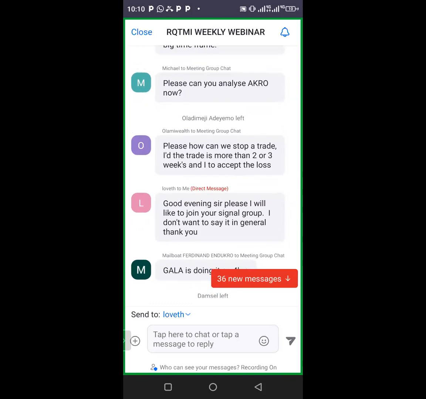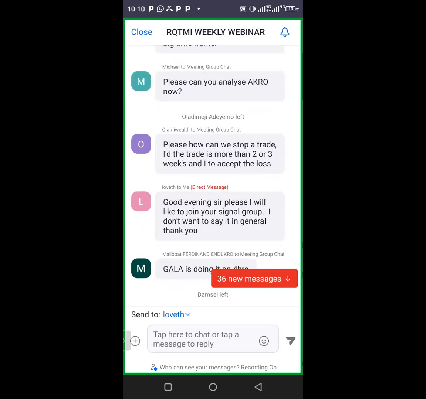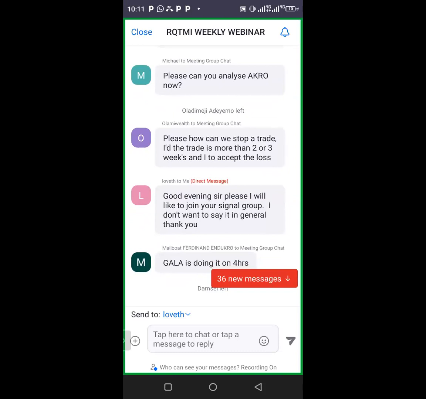Please, how can we stop a trade? Our trade is more than 2 or 3 weeks now, and I want to accept the loss. You want to sell at a loss? You know the robot can never sell at a loss. I think the best thing you should do is to open margin calls. Open margin calls and keep making money.